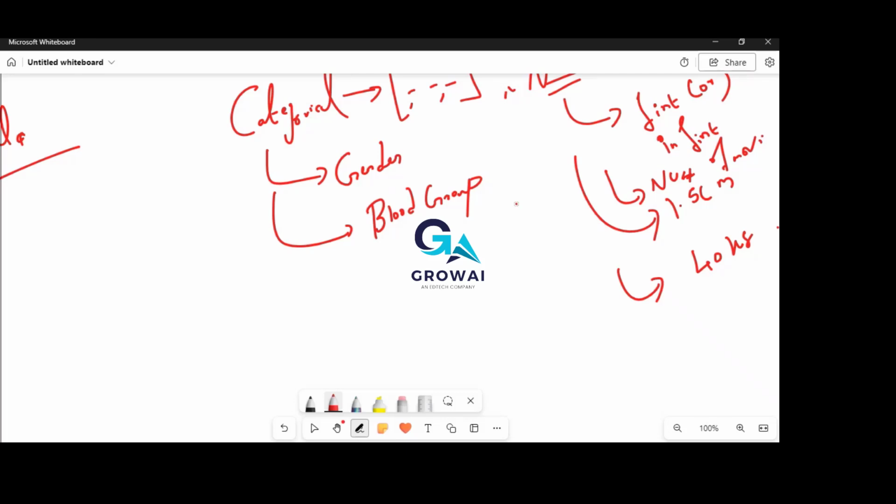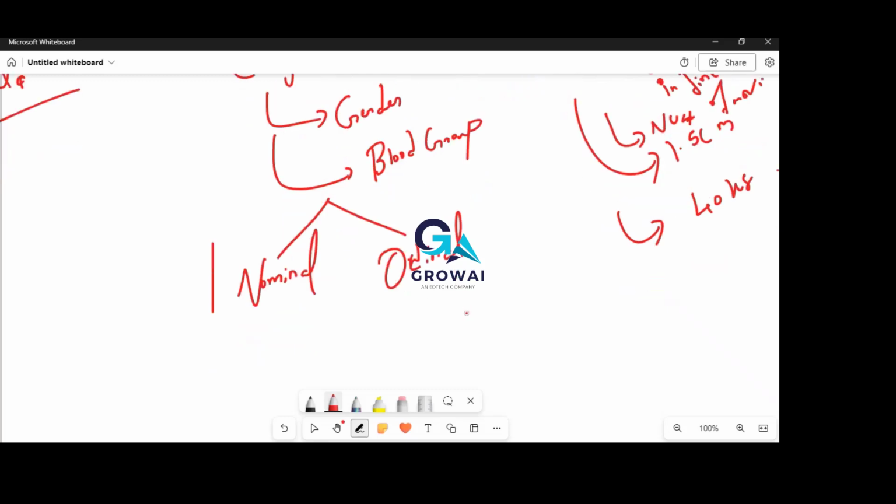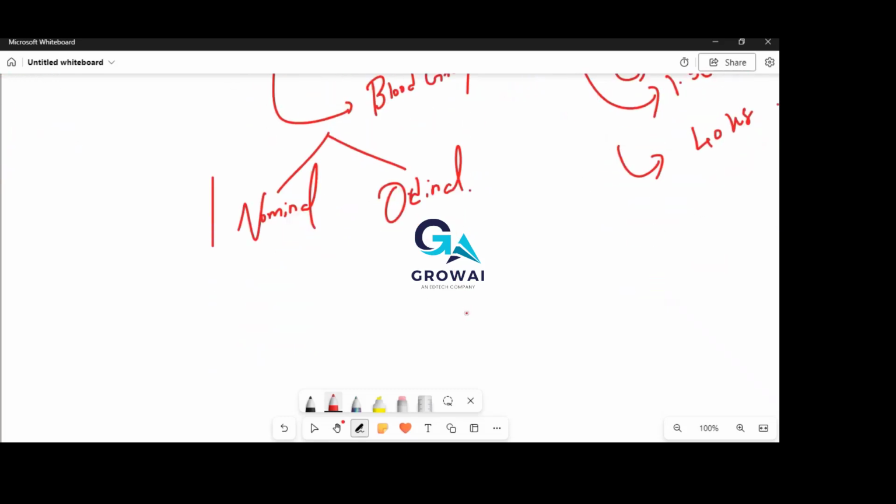Even categorical can be split into two others: nominal and ordinal. See, these are for theory only. You may not use all this. For us, in the real world it will be number or text. But our theories, I will cover it.